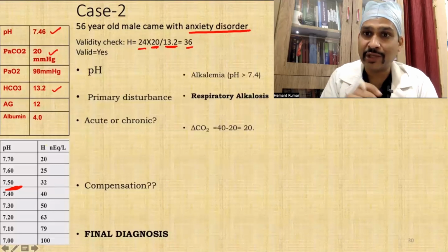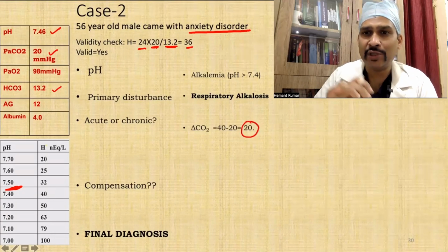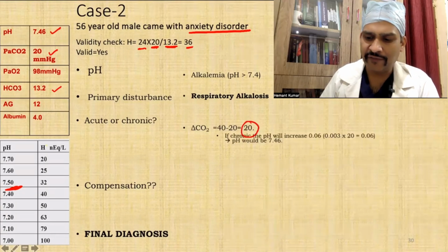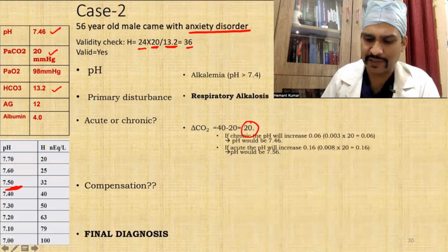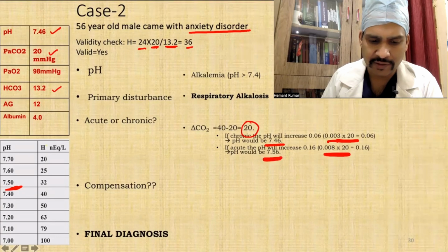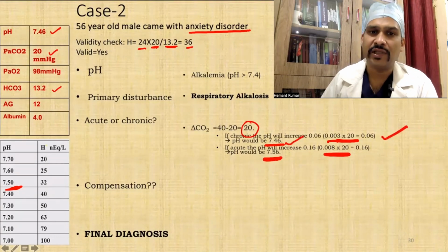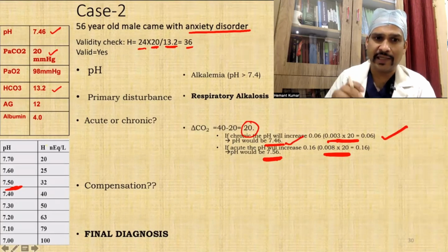Now we have to check whether acute or chronic. Again, we have to check delta PCO2, 20, and we have to multiply by 0.008 and 0.003, and we have to see where the pH is. If you multiply by 0.003, the pH will come to 7.46, and if you multiply by 0.008, the pH will fall here. So our pH is close to the chronic one. So this is chronic respiratory alkalosis.